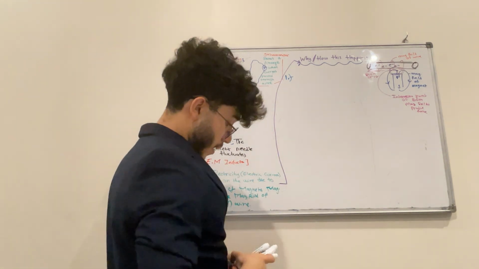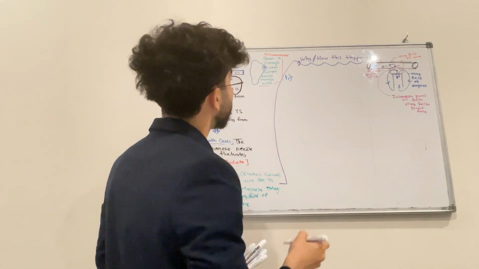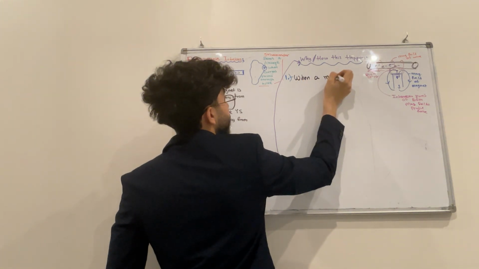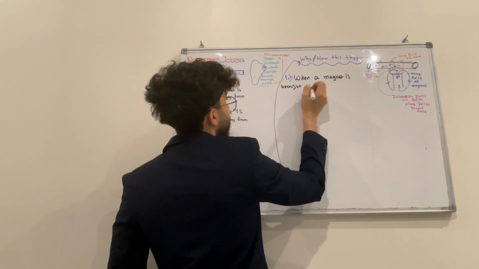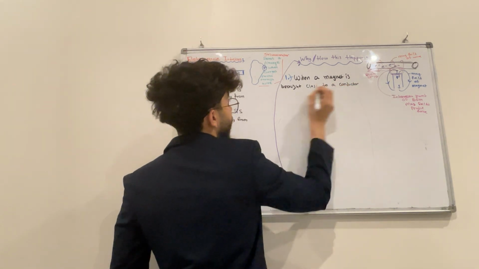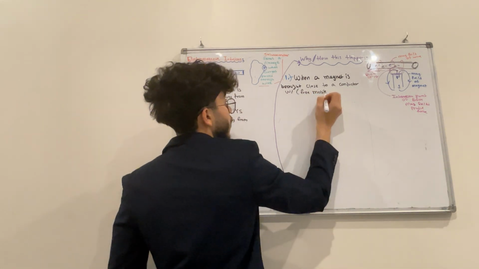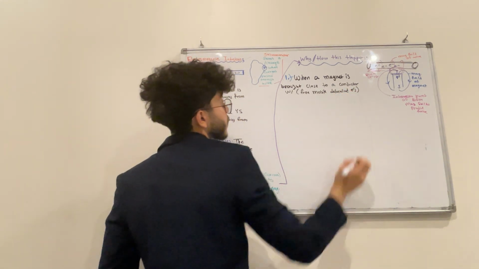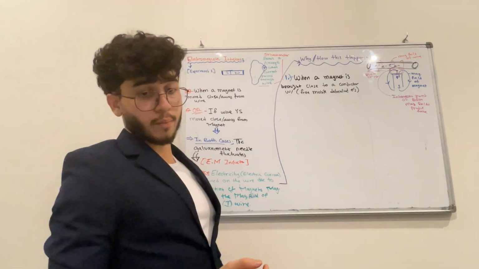Step one, what's actually happening is that, choose a good color. When a magnet is brought close to a conductor with free mobile delocalized electrons, what happens is very simple.